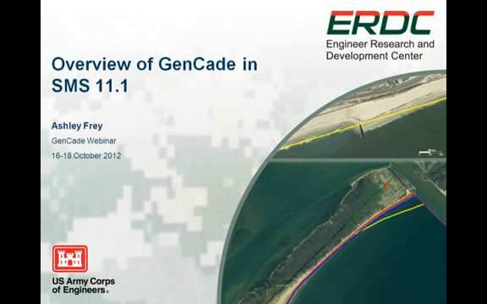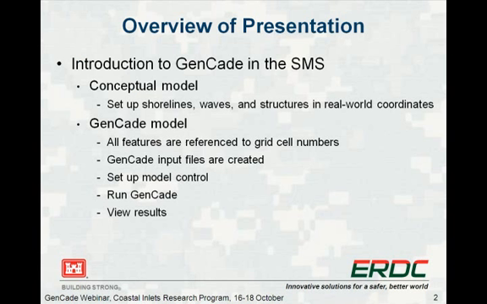This one is going to give you an overview of the conceptual model, which I'd mentioned before. Again, this is where you set up everything in real-world coordinates. So this is where you would set up your shorelines, your waves, structures. Everything will be done in the conceptual model for your setup. Then once you convert to your 1D grid, all of your features are going to be referenced to grid cells.